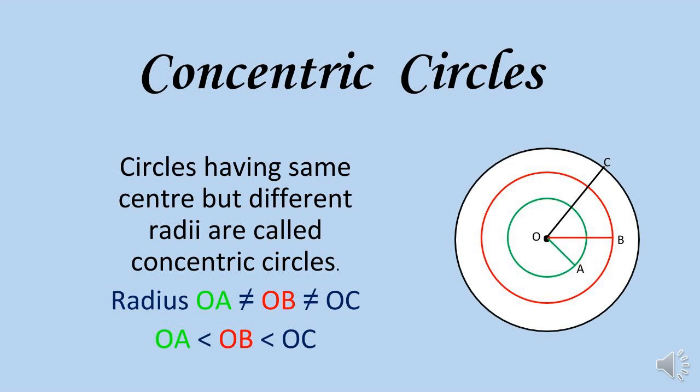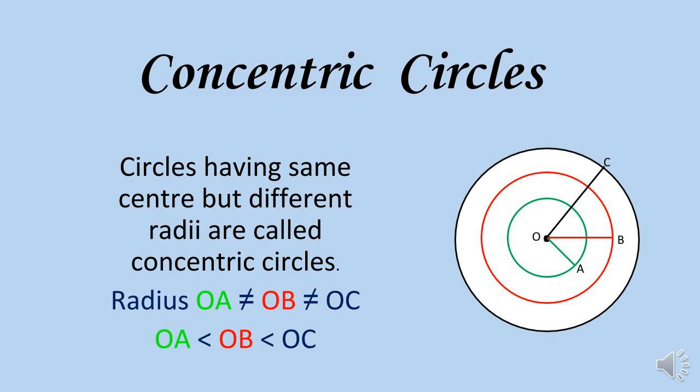Next, we are looking at concentric circles. Now, what are concentric circles? In concentric circles, the circles have the same center but different radii, and that's why they are called concentric circles. In other words, their radii are not equal. So, for example, over here we have three circles with three different radii: OA, which is marked in green, then OB, which is marked in red, and OC, which is marked in black.